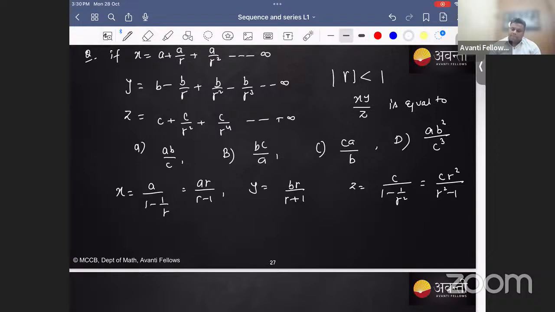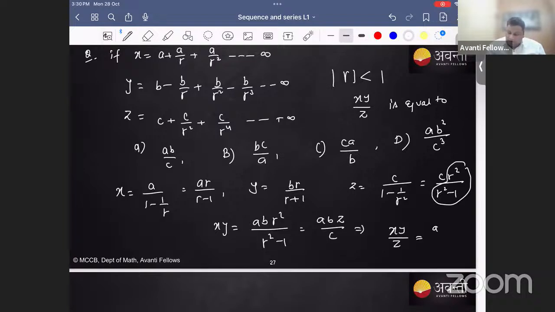So now, if I multiply X and Y, I get AB R square upon R square minus 1. And R square upon R square minus 1 will be Z upon C. So AB Z by C. This implies XY upon Z is AB upon C. Got it? See how simple it was.